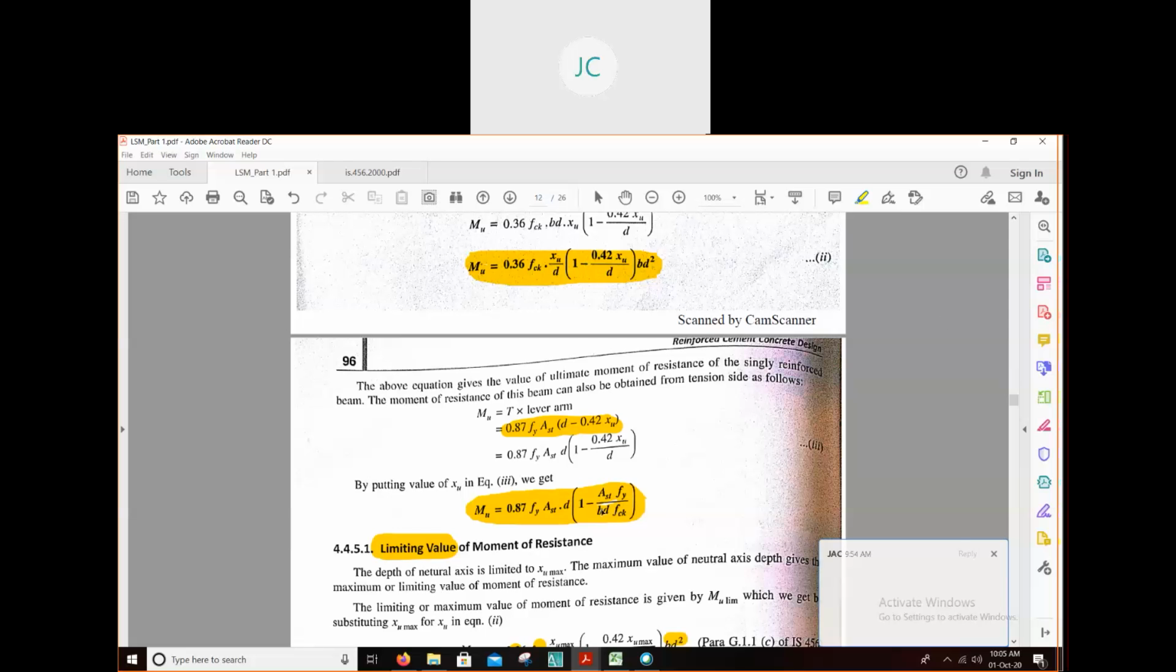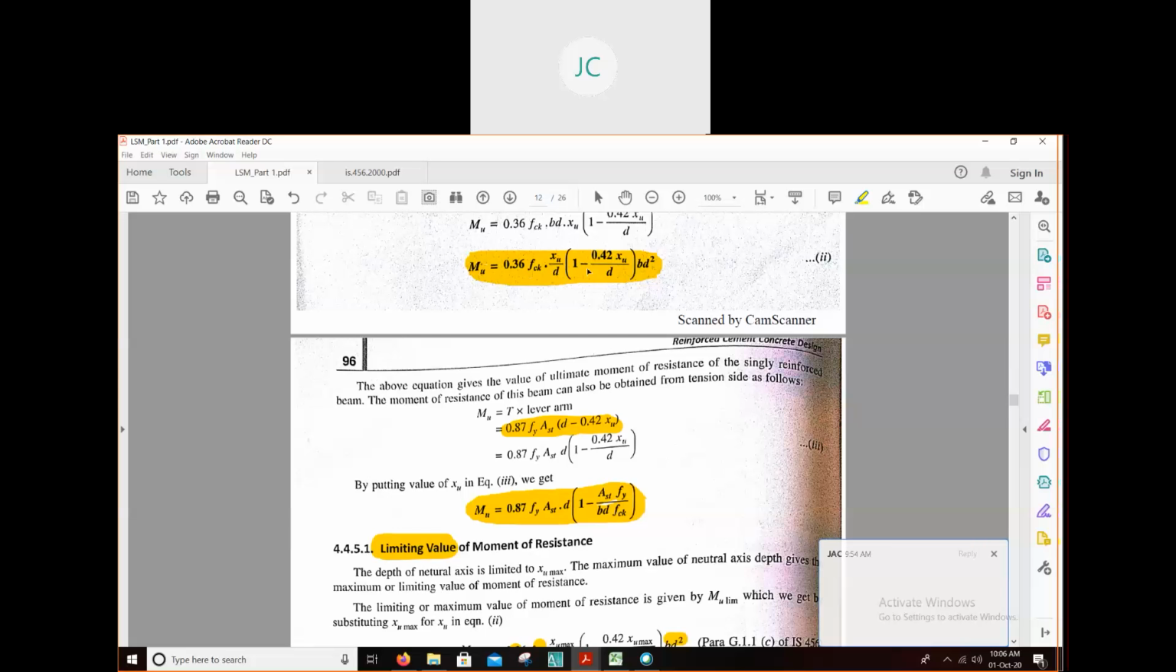Okay. Yes, I told you before also that for balance section, you can use any equation, either this or this. It is not that you have to use equation 2 or you have to use equation 3. You can use both the equations. Fiva Tava, you are correct. Hania, you are correct. Okay.